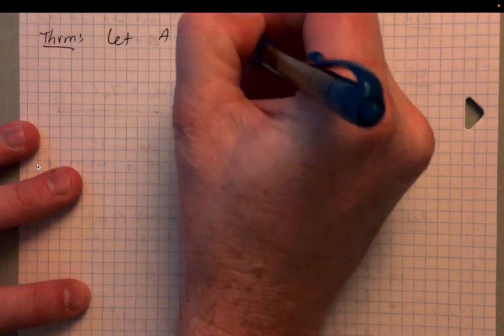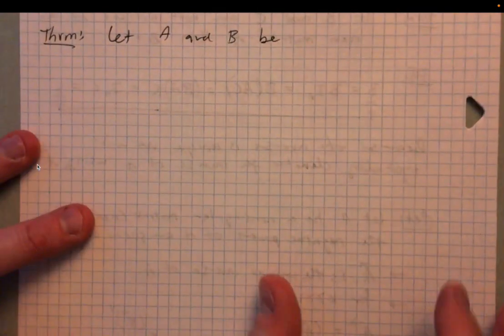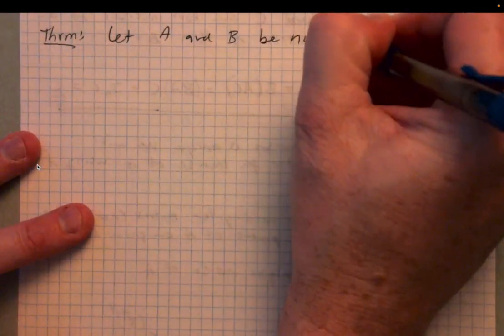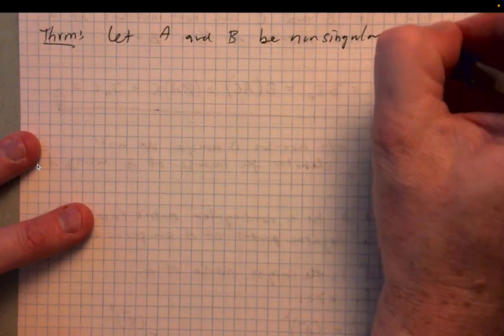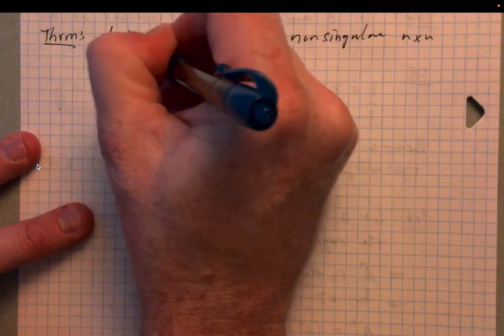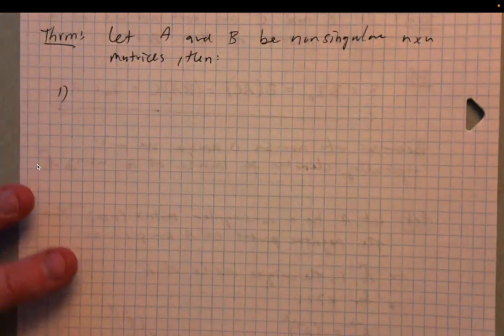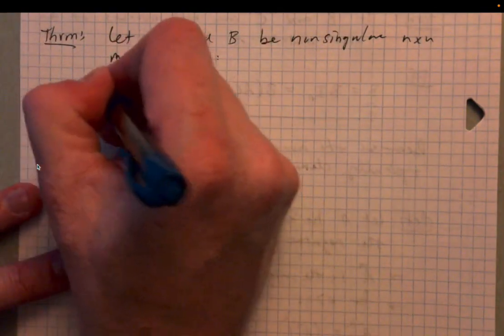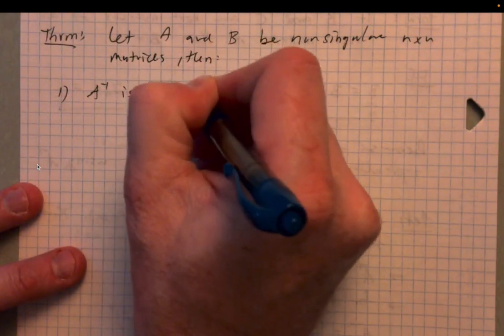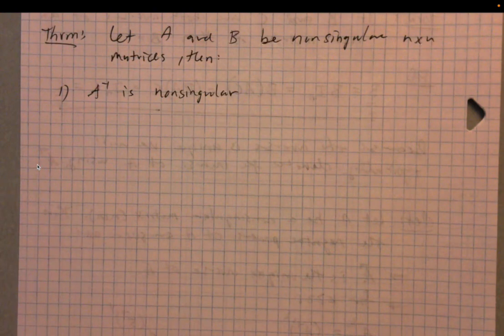How about a nice theorem? Let A and B be non-singular n by n matrices. Okay. Then A inverse is non-singular. Well, this is obvious, right? We knew this from the start, right? This is just reciprocity, right? If A inverse is the inverse of A, then A is the inverse of A inverse, right?